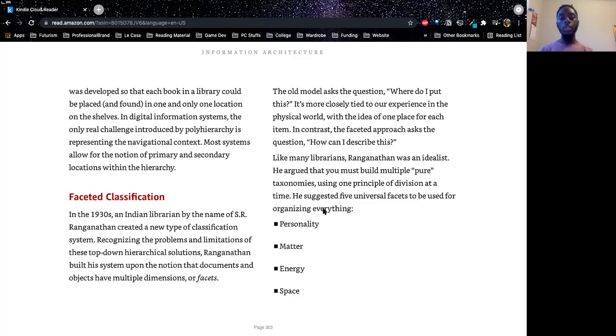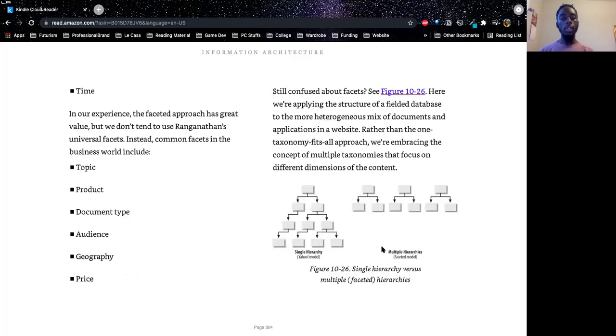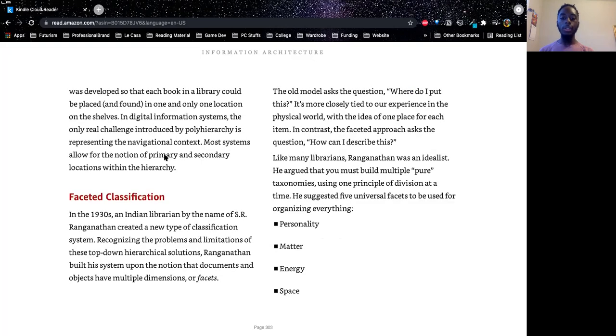So very interesting. Like many librarians, Ranganathan was an idealist. He argued that you must build multiple pure taxonomies using one principle of division at a time. He suggested five universal facets to be used for organizing everything: personality, matter, energy, space, time. Oh yeah, that's five, and time. I wonder, hold up, in what context? I guess just as a library.